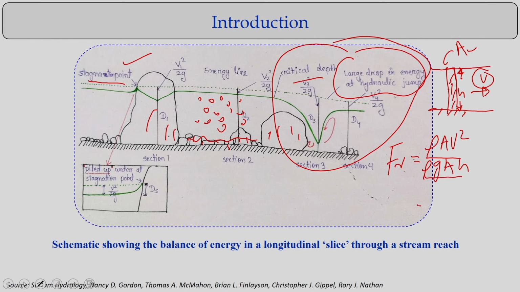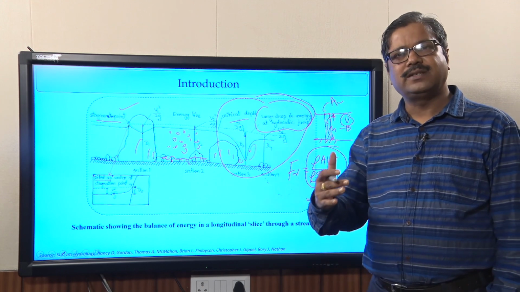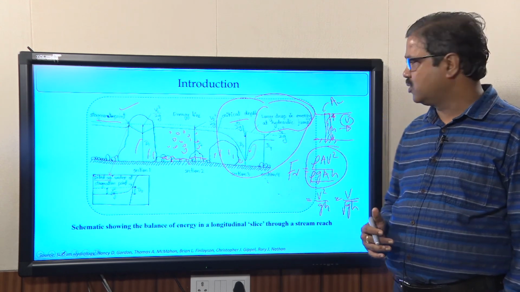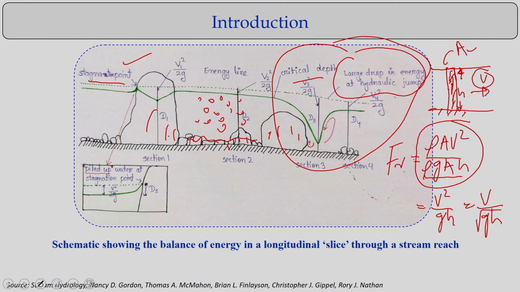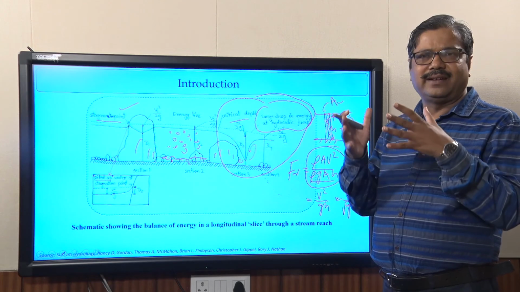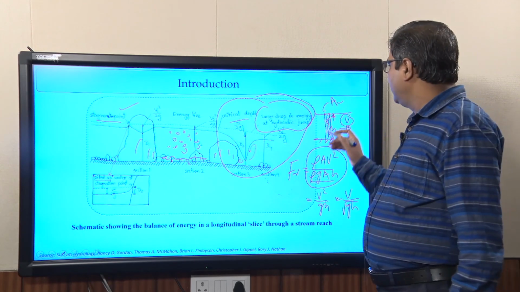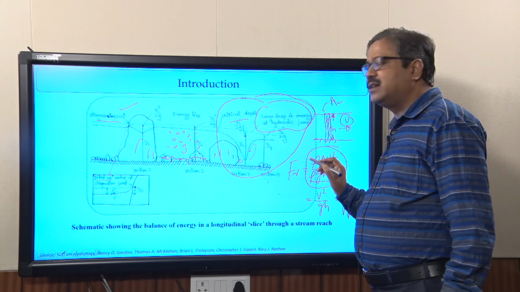If you have these components, you look at v squared by g h, or I can say v by root g h. Please remember it is a ratio between two force components, the inertia force and the gravity force component. We consider the fluid mass moving with uniform velocity v, having a flow depth h, and you try to find the relationship.